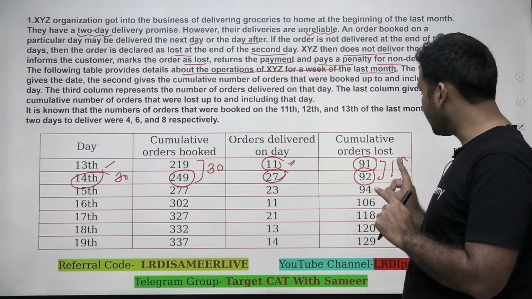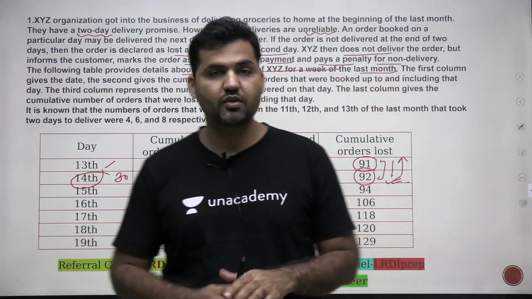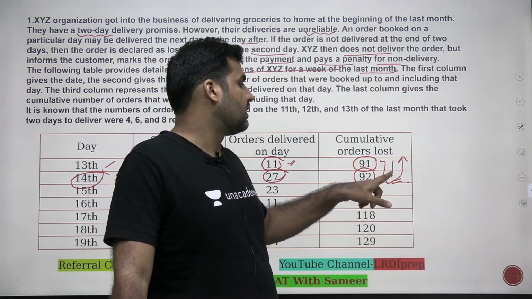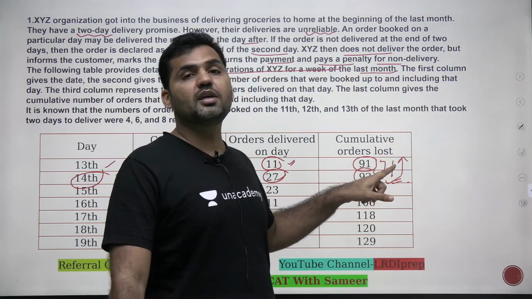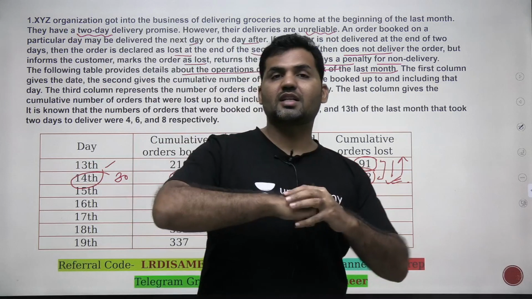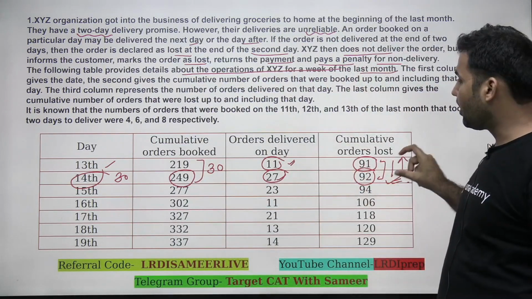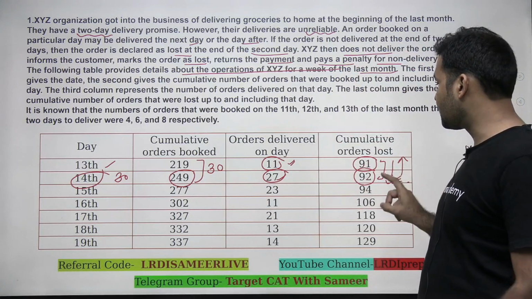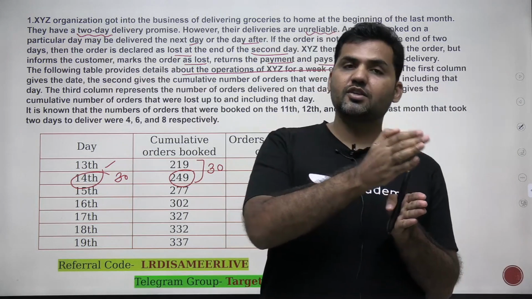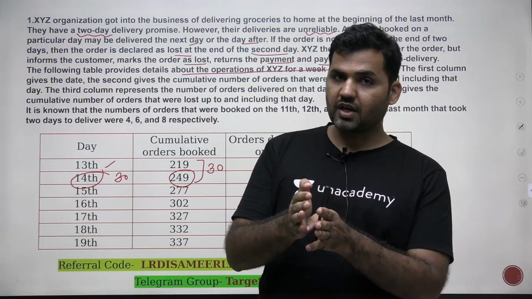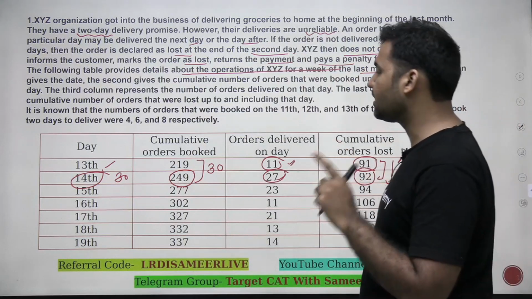If I'm increasing the cumulative order lost by 1, can I say that this lost 1 order, the order that I'm losing here, must be from the order that must have been placed on 12th. This lost must be from the order placed on 12th, because if I'm counting it on 14th, that means the order which have been placed on 12th and still not delivered till 14th will be counted as lost. So this one increment must be of 12th date, right?